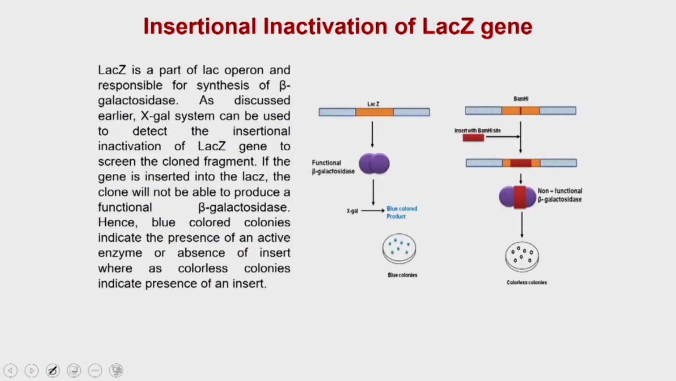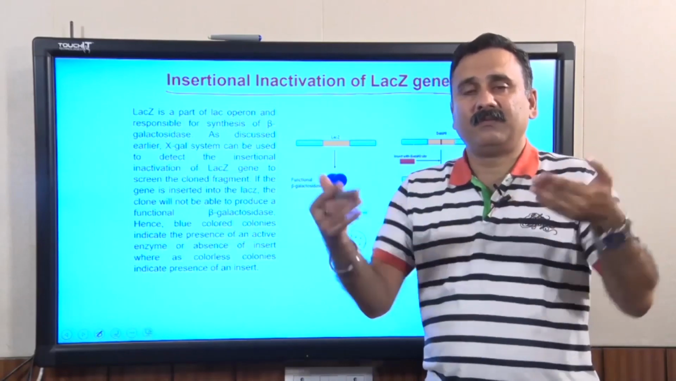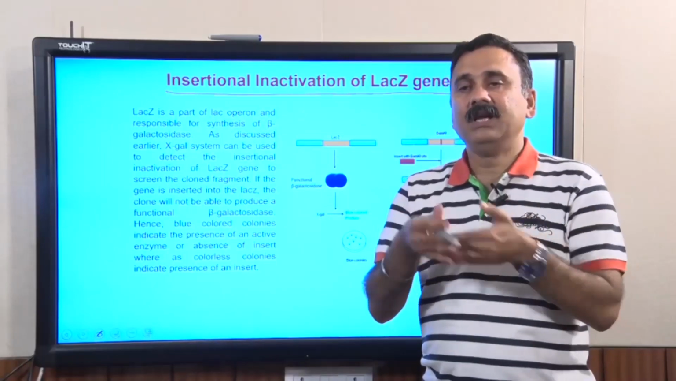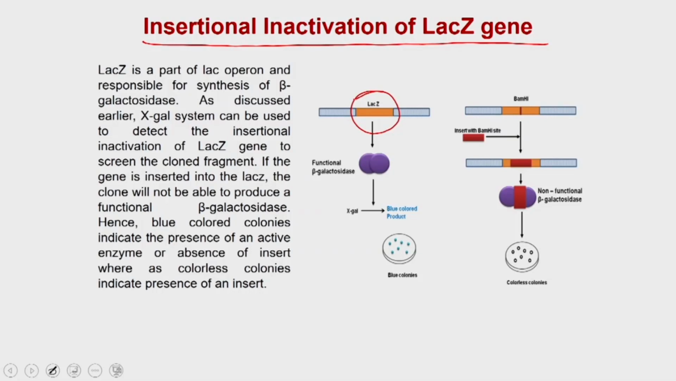So, the first is insertional inactivation of LacZ. This approach is exactly the opposite of what we have discussed just now, where we were using LacZ complementation. So, we were regenerating the complement LacZ. In this case, you have a functional LacZ on the vector, and that produces the functional beta galactosidase, which processes the X-gal to a blue colored product.